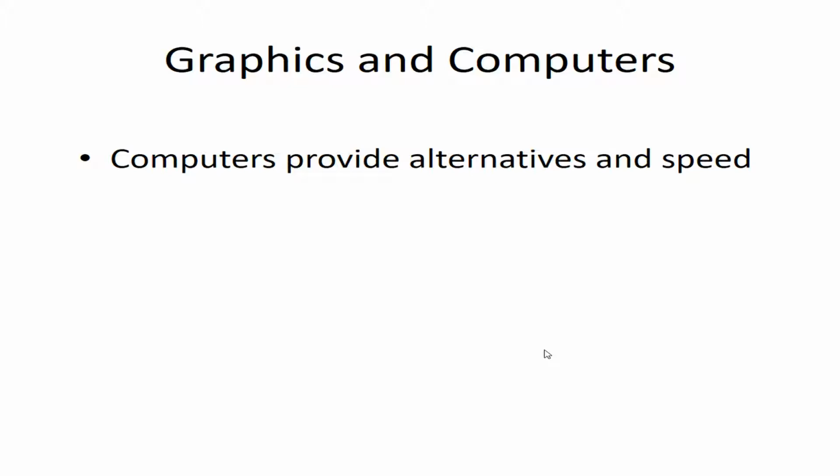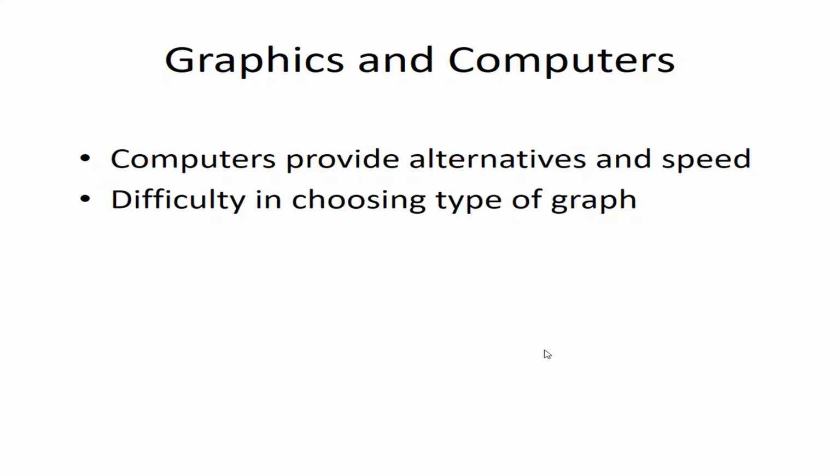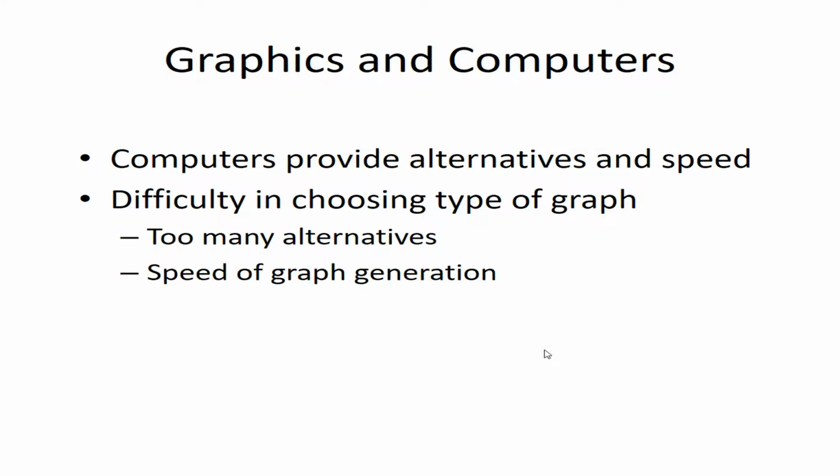Computers, and spreadsheets in particular, provide alternatives and speed. And this causes some difficulty in choosing the type of graph. Why? Because there are too many alternatives, and the graph is generated very quickly. Therefore, it doesn't give you enough time to judge if this is a good graph or not. My advice to you is to just think before doing, and in another presentation I will give you another advice by looking again at what you have done.